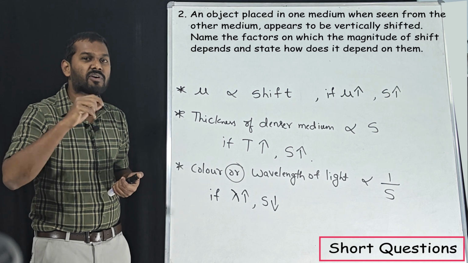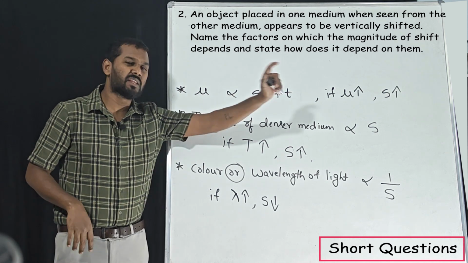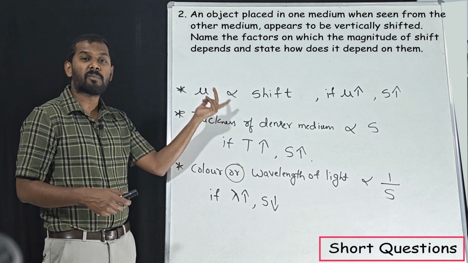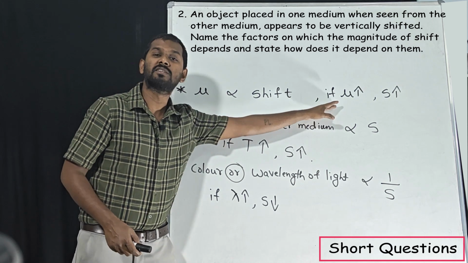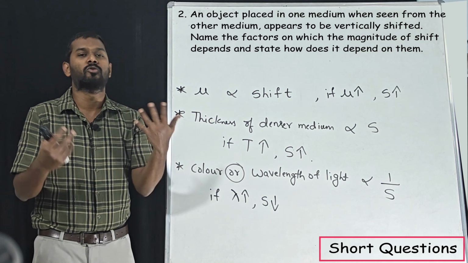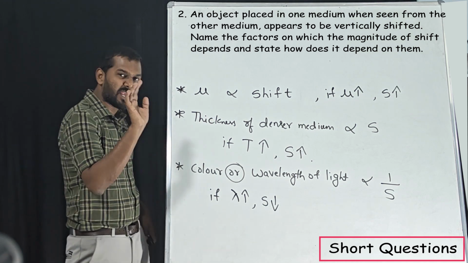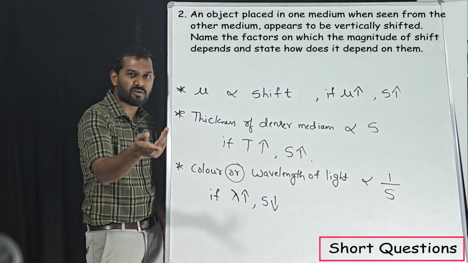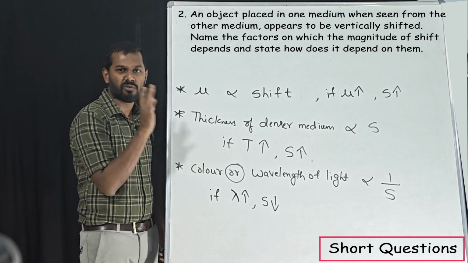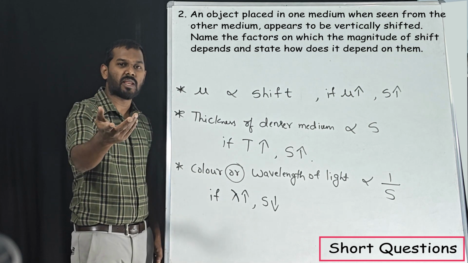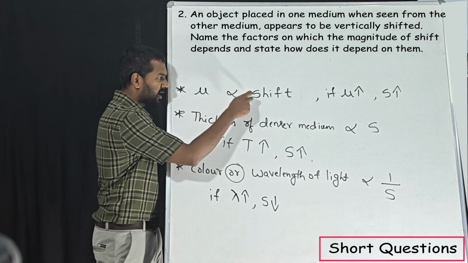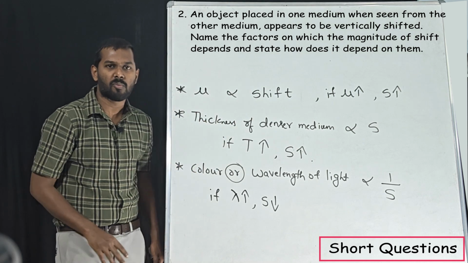If they are just asking for state, don't write these reasons also, because your statement may be correct, but if the reason is wrong, then they will deduct marks. Why do you want to write extra and lose marks? If they are just asking to state the factors which affect shift: refractive index, thickness of the denser medium, color or wavelength. Done. How they are affecting? In this question they are asking how they are affecting it, right? That's why we are writing directly proportional or inversely proportional.